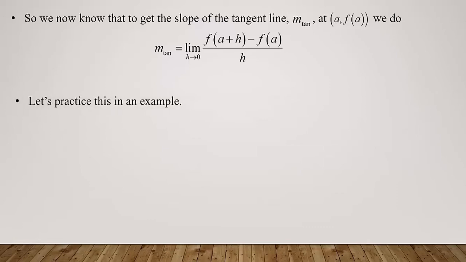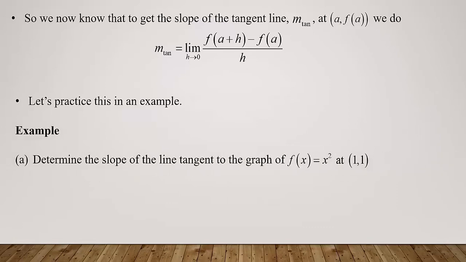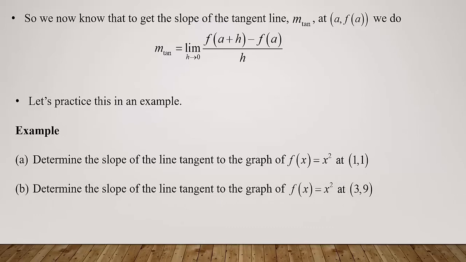So let's practice this in an example. In part A, we're going to determine the slope of the line tangent to the graph of f of x equals x squared at 1, 1. We already have an idea of what the slope is. We've estimated it. Now we're going to actually determine it by using this formula we have at the top of the slide. Then in part B, let's determine the slope of the line tangent to the graph of f of x equals x squared at 3, 9. So I'm off to the chalkboard to work through these. Make sure you have this written down because here I go.